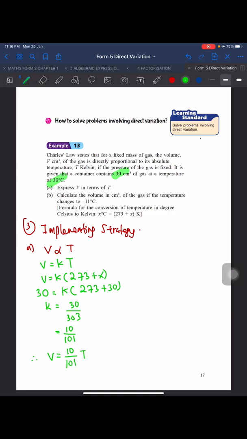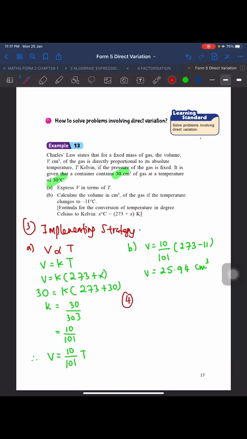So settle part A. Then B, calculate the volume in cm³ of the gas if the temperature changes to negative 11 degrees Celsius. So V is equal to 10 over 101 times (273 minus 11). So V is equal to 25.94 cm³.